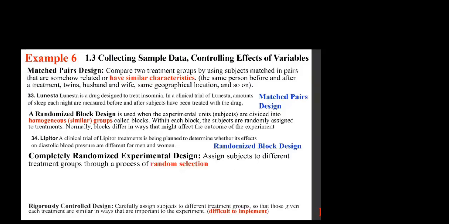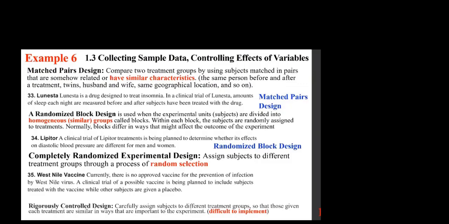Completely randomized experimental design. Assign subjects to different treatment groups through a process of random selection. West Nile vaccine. Currently, there is no approved vaccine for the prevention of infection by West Nile virus. A clinical trial of a possible vaccine is being planned to include subjects treated with the vaccine while other subjects are given a placebo. So this is a completely randomized experiment design.